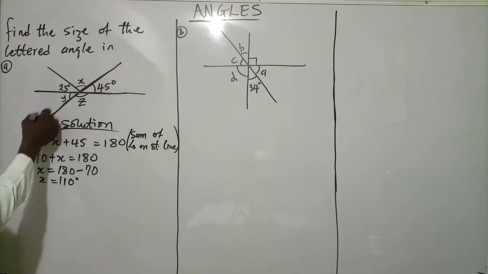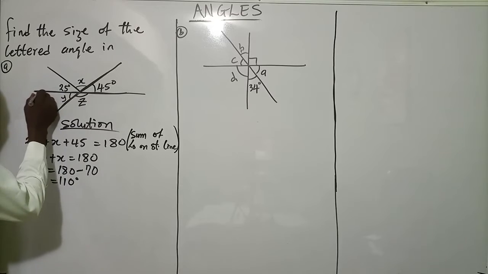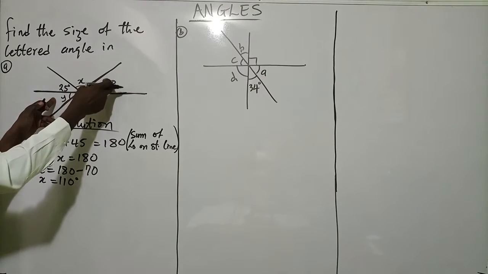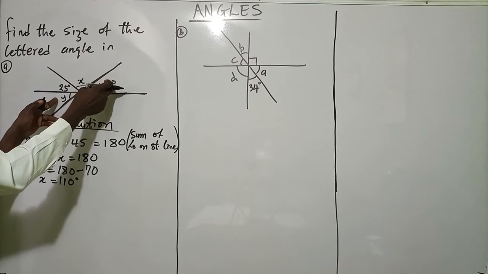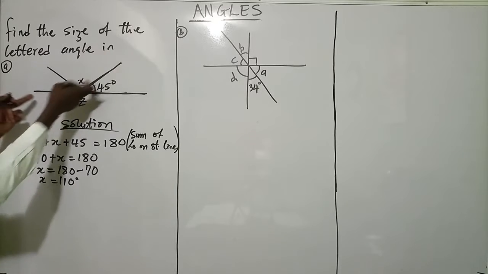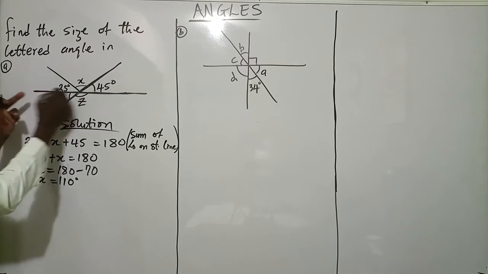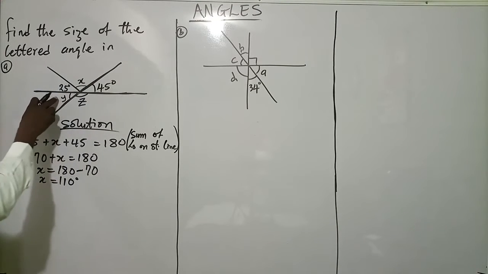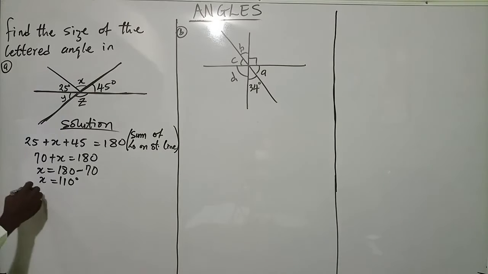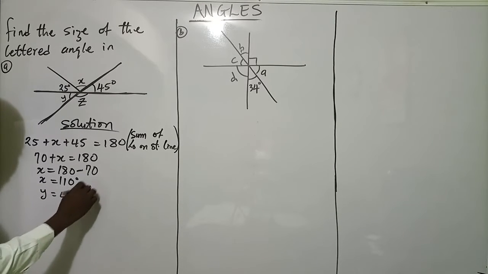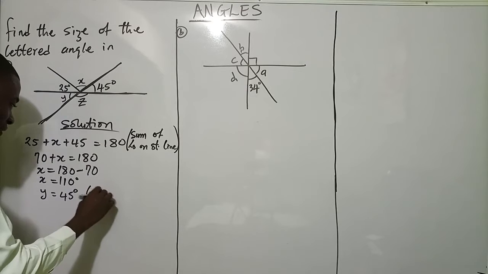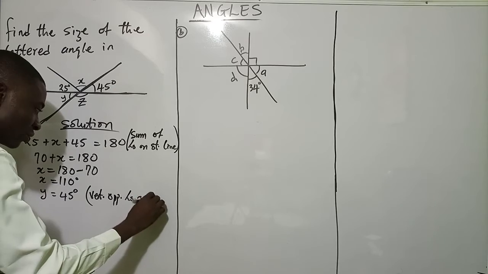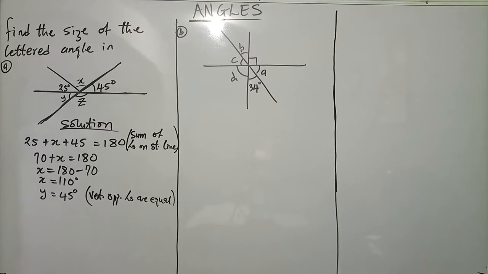Since this is a straight line and this is also another straight line, if you look at y and 45, this line here cuts across this straight line; it is a transversal. So what can we deduce from that? We can see that y is equal to 45 degrees. What is the reason? Vertically opposite angles are equal.